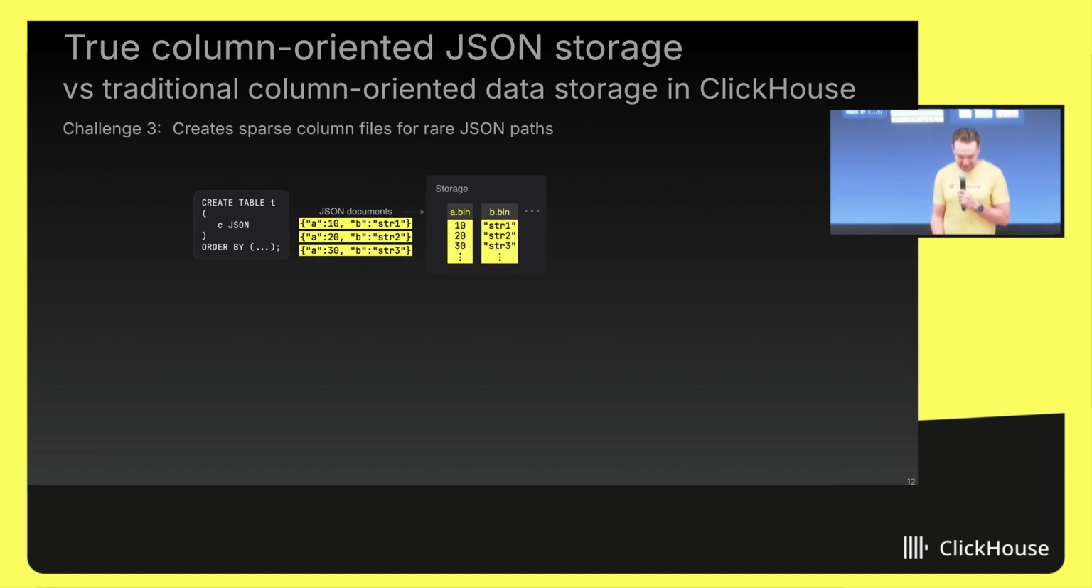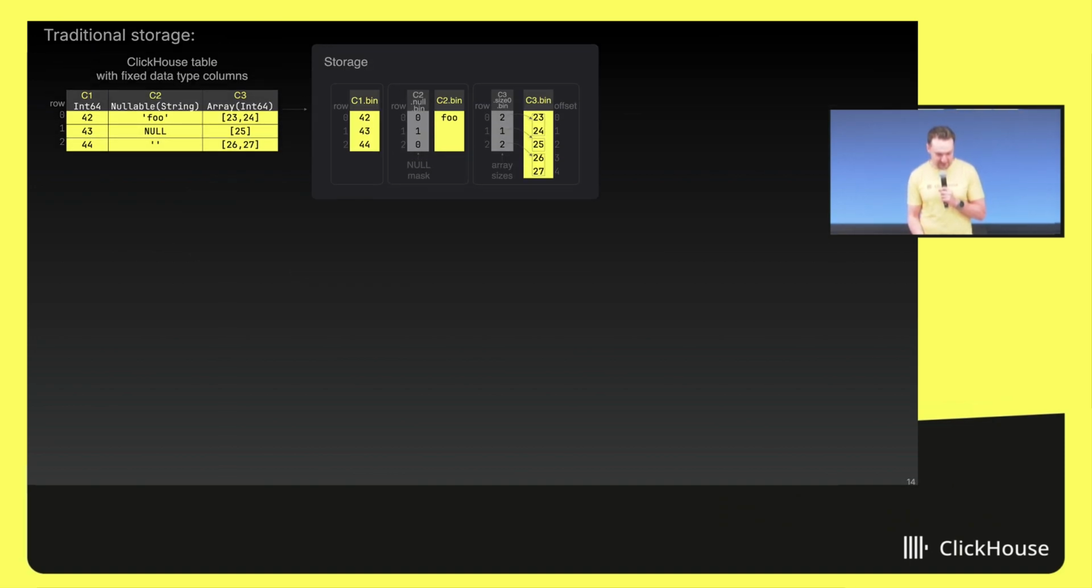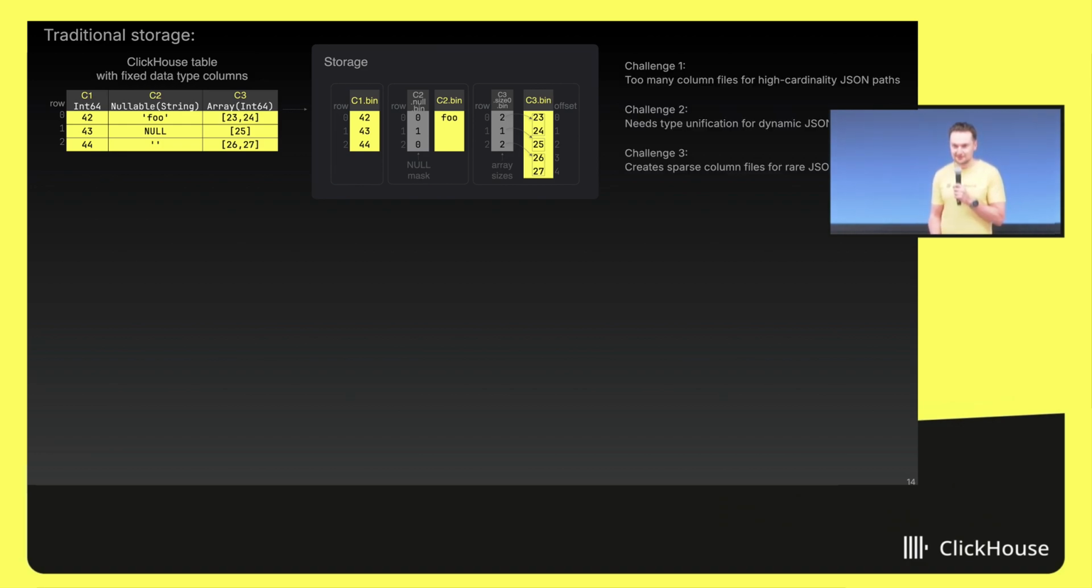And these keys could be sparse. Like in this example, the key C is present only just a few times across all the data. So let's take a look. Here is the traditional storage for fixed columns. Here are our 3 challenges that we have to solve.